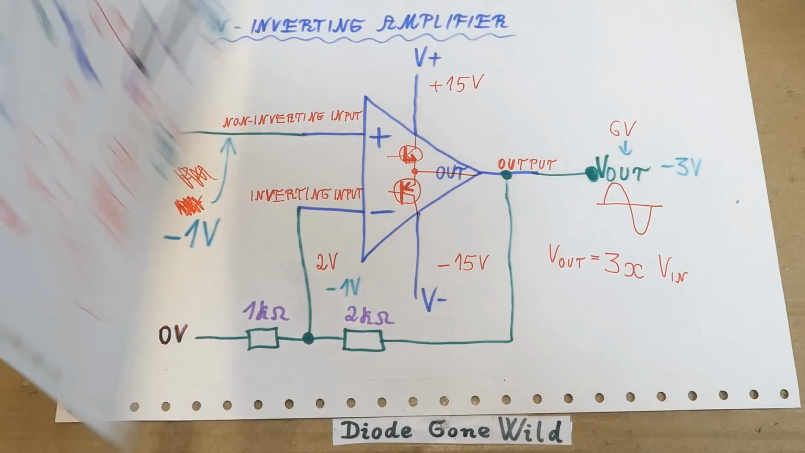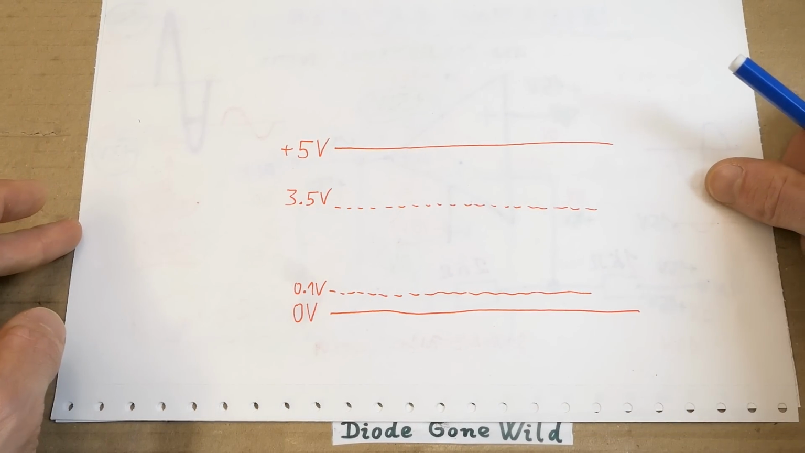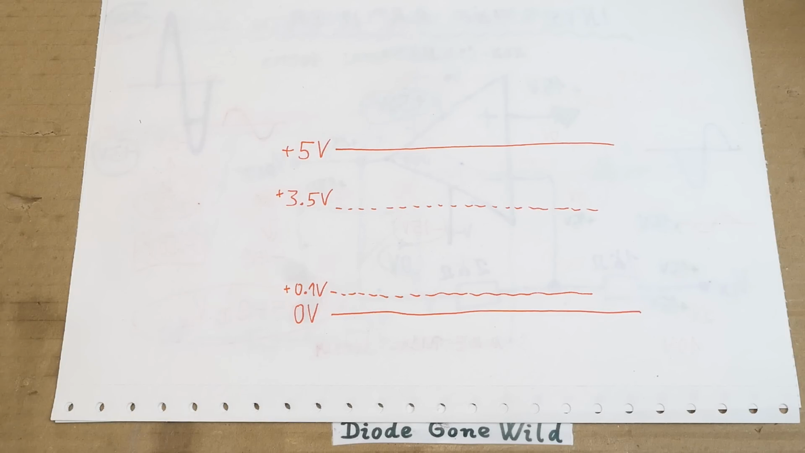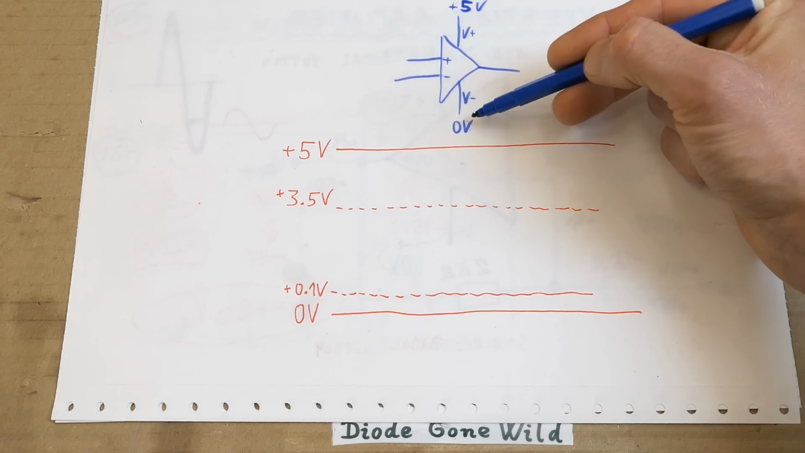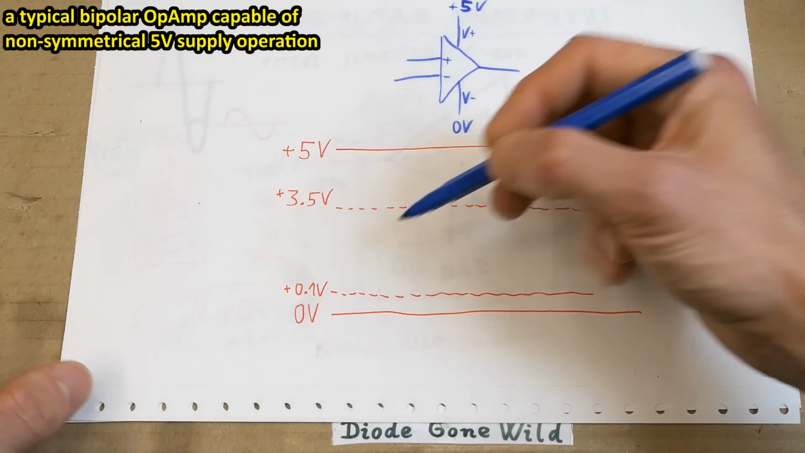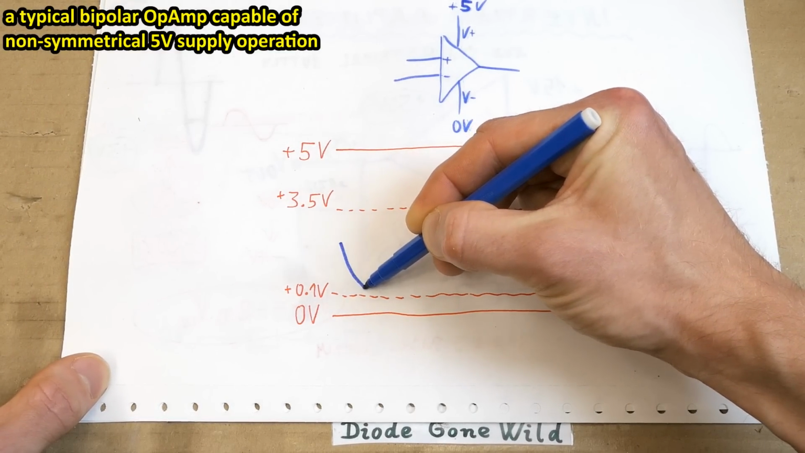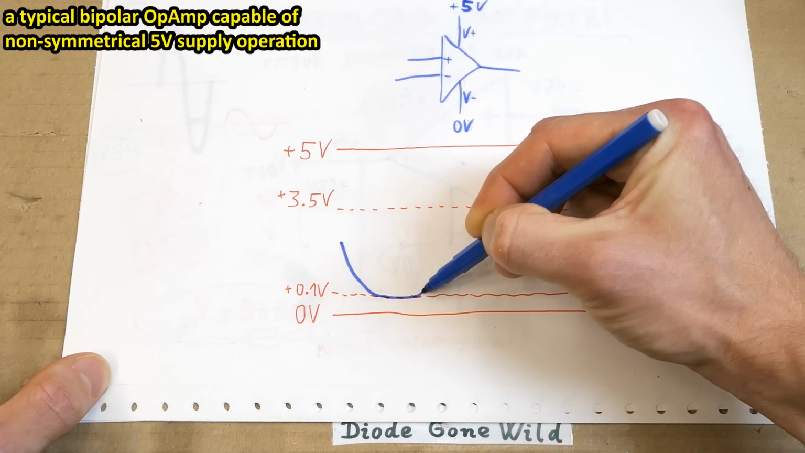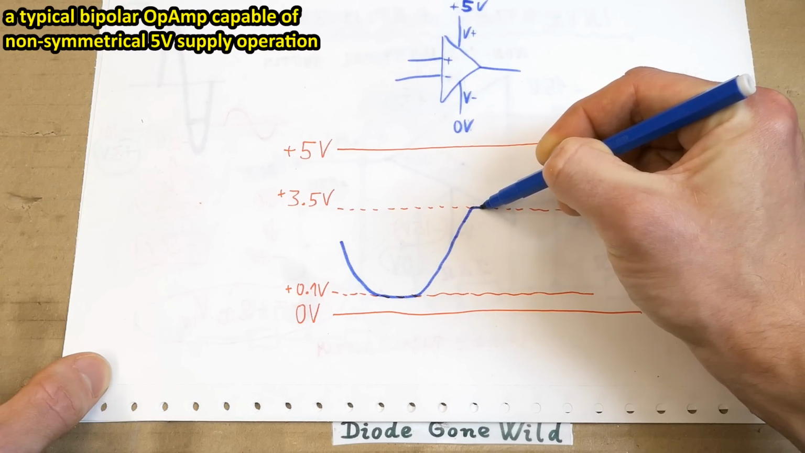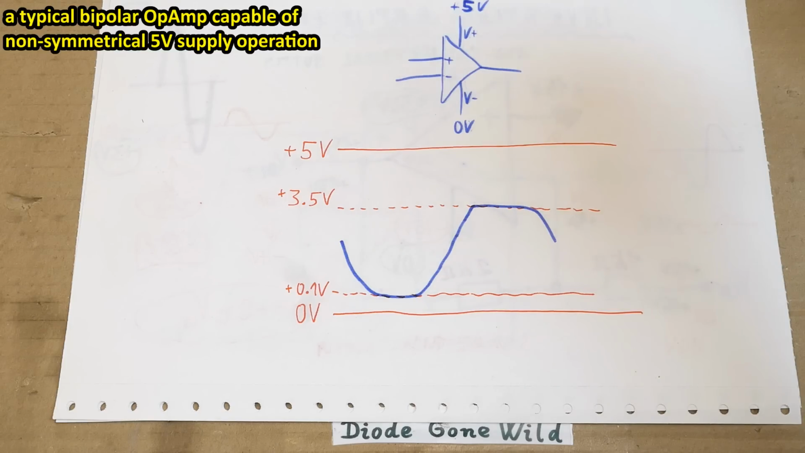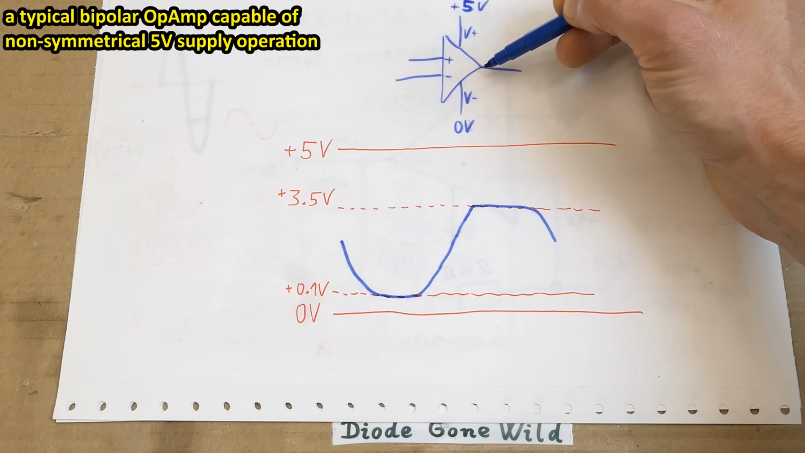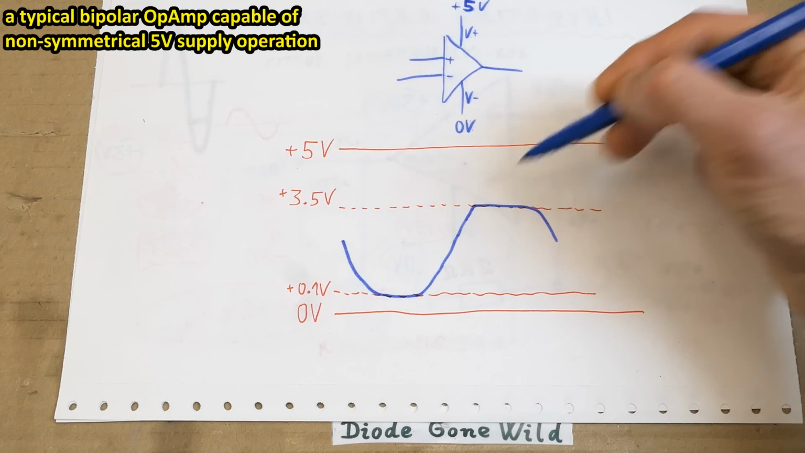On the other hand, op-amps optimized for low voltage or non-symmetrical supply voltage operation might have a non-symmetrically limited output voltage swing. As an example, an op-amp running on non-symmetrical 5 volts, and the output voltage can actually swing quite close to the 0 volt rail, let's say 0.1 volts. But up to just 3.5 volts.